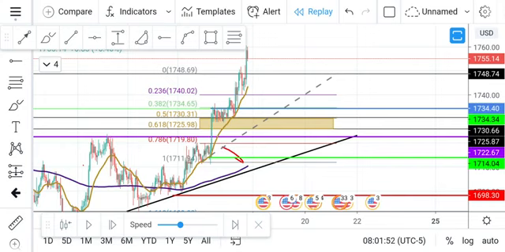Identify chart patterns and trade the breakouts. In an uptrend, you want to go for bullish chart patterns, and in a downtrend, you want to go for the breakdown of bearish chart patterns. So that's just basically the concept of this strategy.